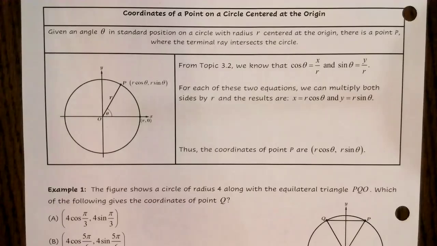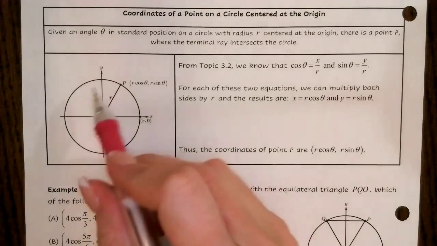Last lesson, we introduced you to radians and angle measures, and today we're going to take that a little bit further. So we're going to go over coordinates of a point on a circle centered at the origin, and then we're going to expand that to the unit circle. It says, given an angle in standard position on a circle with a radius r, centered at the origin, there is a point P where the terminal ray intersects the circle. And so a diagram of that is shown right here.